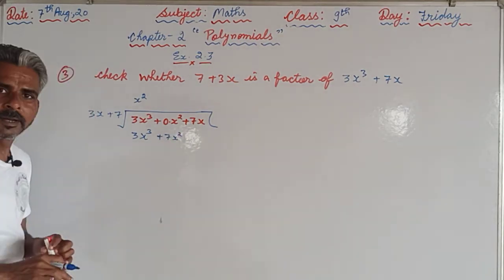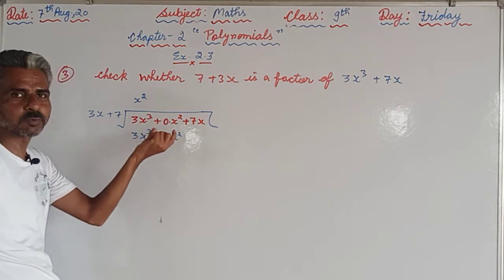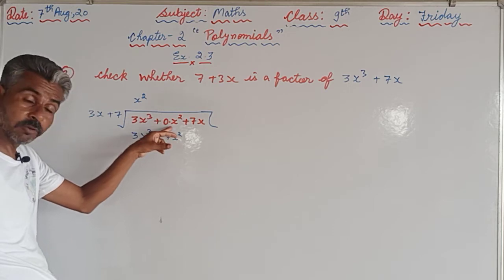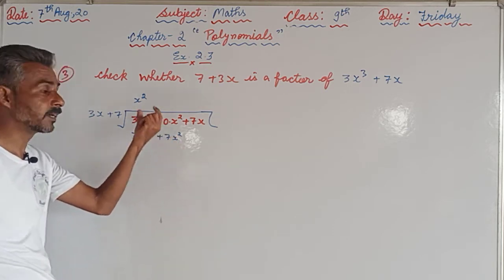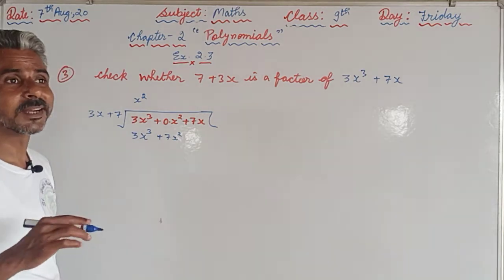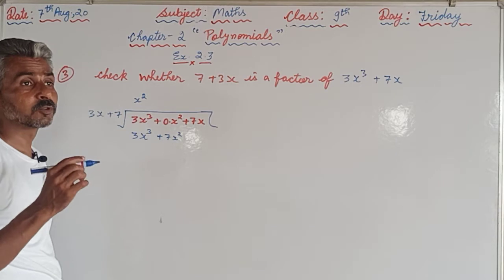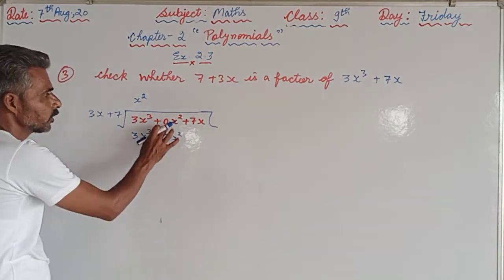So now you have understood why we have written this 0 into x square here. Because if this had not been written, where would we write that x square term? That's why, if any term is missing, you are supposed to write those terms as well, putting the coefficient of that term as 0, means 0 into something is 0.